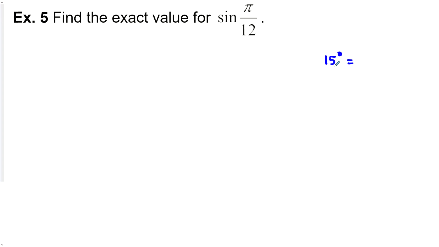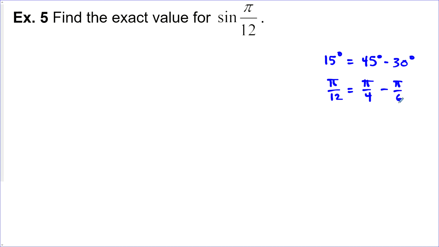Now what two angles do we know we could add or subtract to get 15 degrees? Well, we could do it with 45 degrees minus 30 degrees. So going back to radians here, this is pi over 12, and that could equal 45 degrees, which is pi over 4, minus 30 degrees, which is pi over 6.